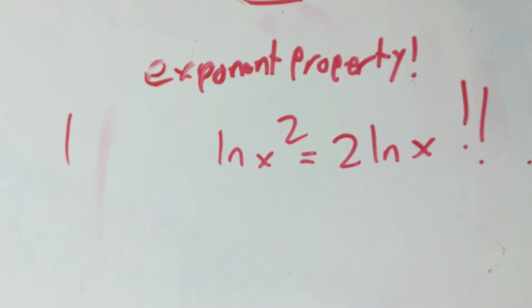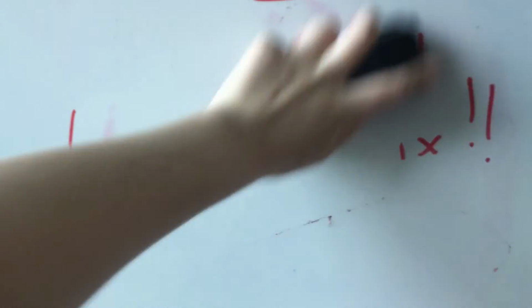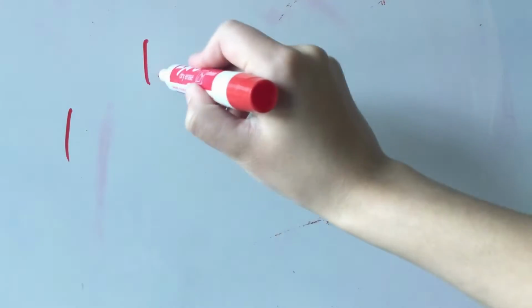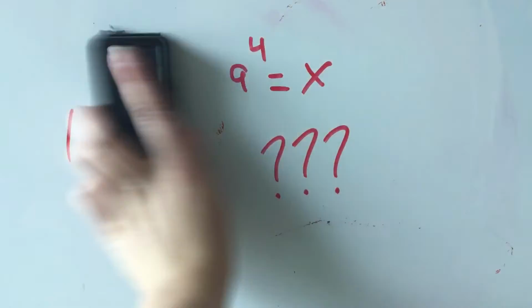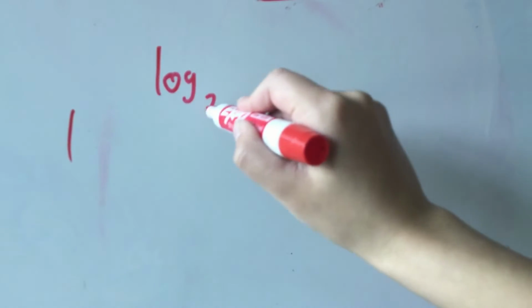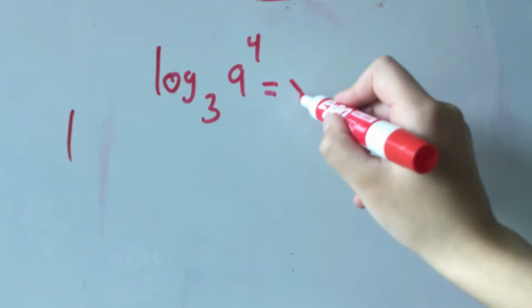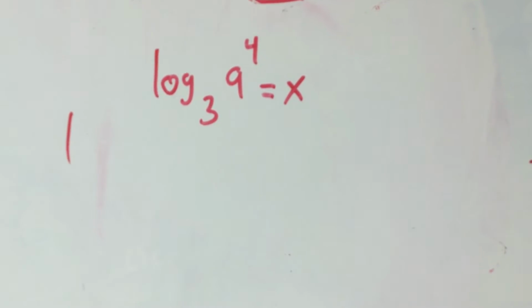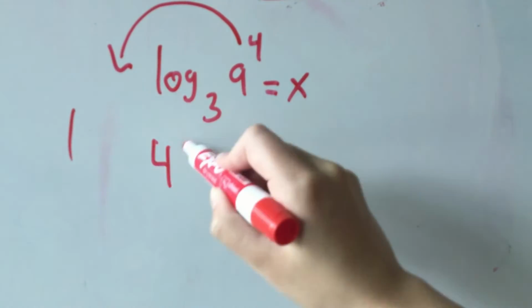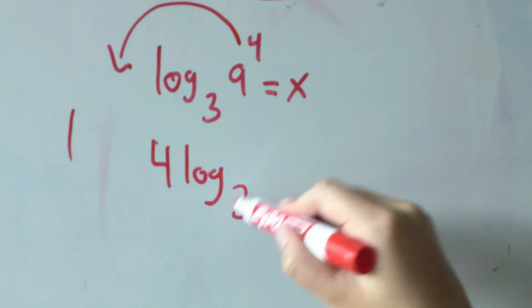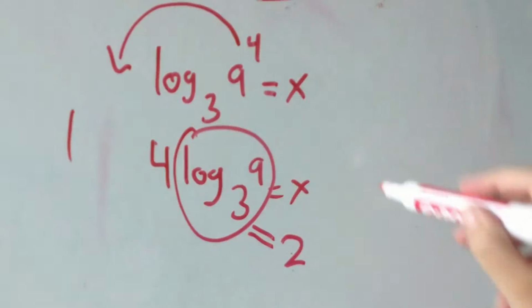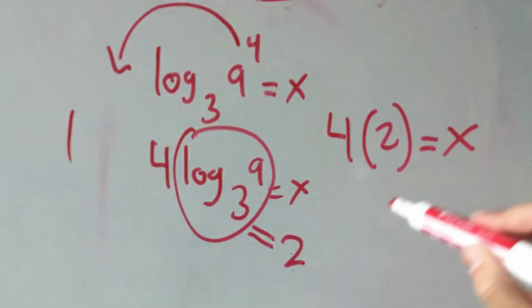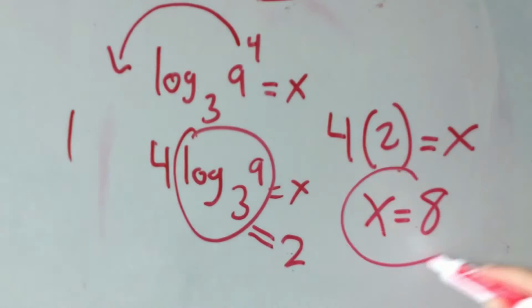Say you have log base 3 of 9 to the 4th equals x. It looks confusing because you have to find what power of 3 gives you 9 to the 4th, but there's a much easier way using the exponent property. If you move the exponent to the front, it can be written as 4 times log base 3 of 9. You already know that log base 3 of 9 equals 2, so all you're left with is 4 times 2, which is 8. So log base 3 of 9 to the 4th is 8. It's a super helpful property.